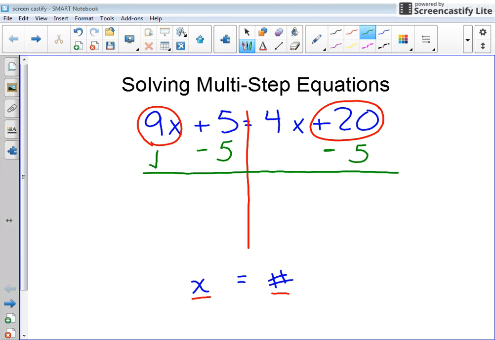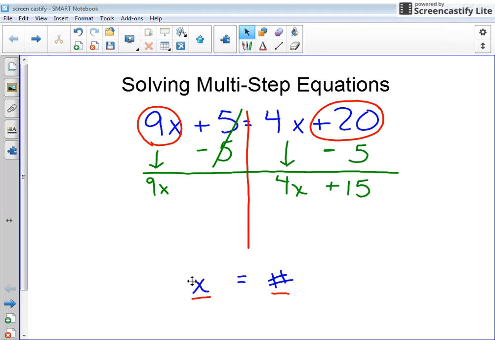I have not done anything to the 9x, so I'm going to bring that down. 5 minus 5 becomes eliminated. I have not done anything to the 4x, so I'm going to bring that down. And positive 20 minus 5 becomes positive 15.